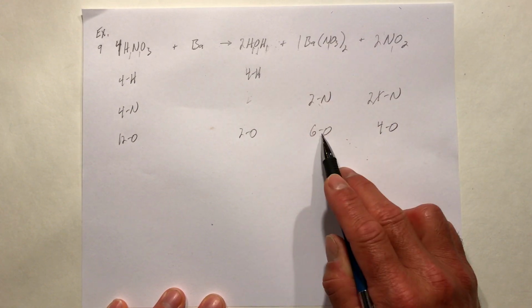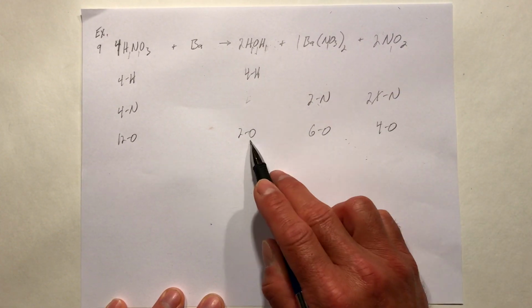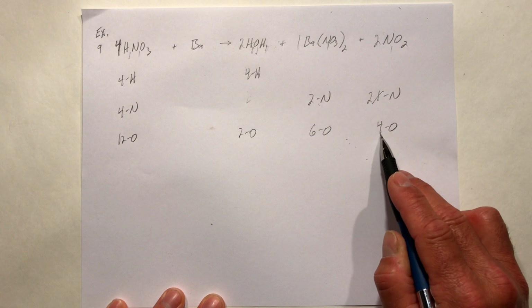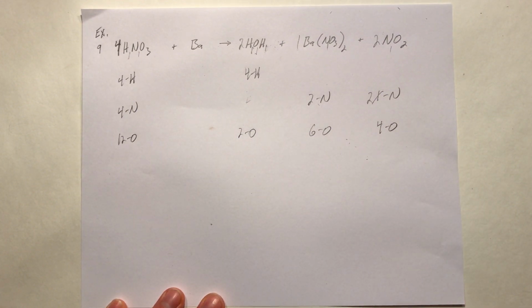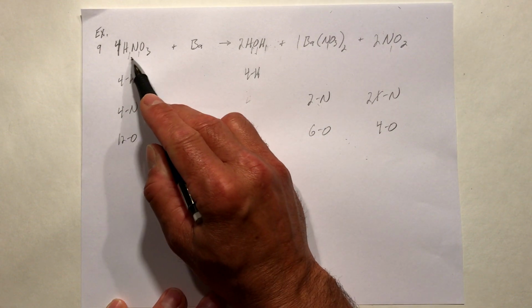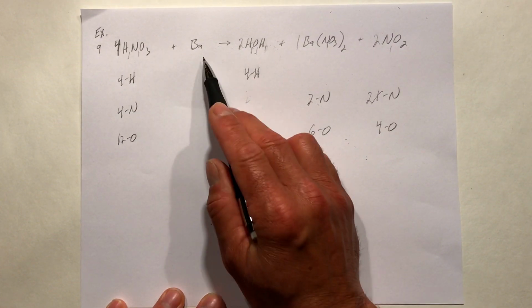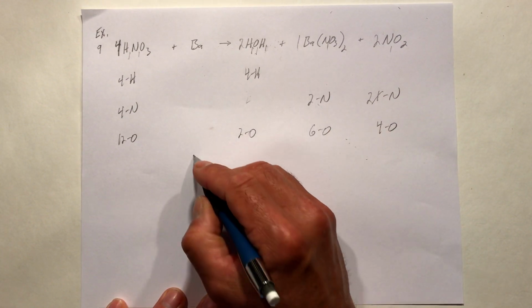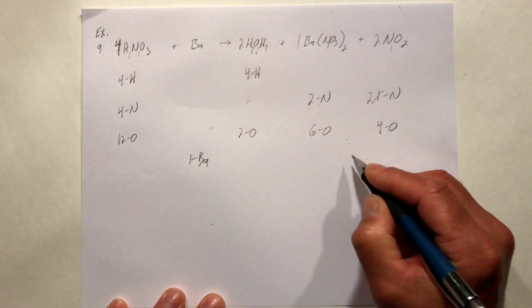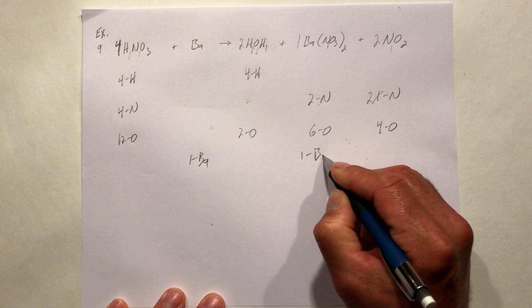We're going to add these. Add 4 more. So 2 plus 6 is 8. 8 plus 4 is 12. Hey, 12 O's and 12 O's. It's balanced. So we have taken a look at the H's and the N's and the O's. Now about the BA's. We have 1 BA on the left and 1 BA on the right. Looks like we have a balanced equation.